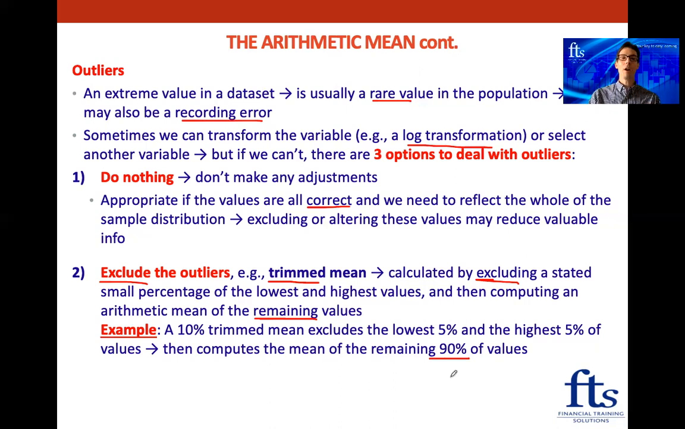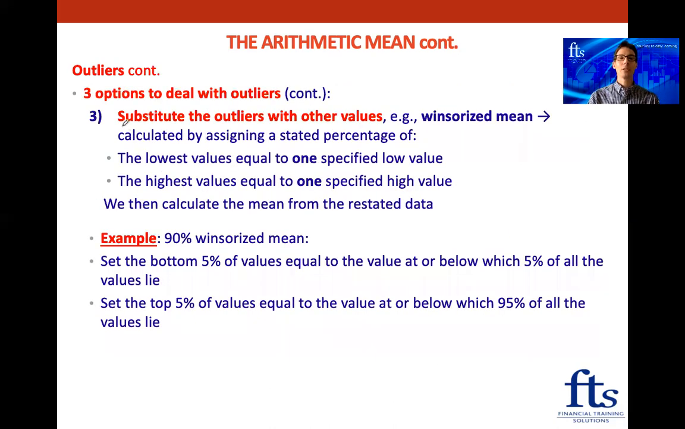Good. And the last way to deal with these is to substitute the outliers with other values. For example, we get something called a Windsorized mean. This is calculated by assigning a stated percentage of the lowest values to one specified low value, and the highest values equal to one specified high value. So we are not excluding them. We are just changing the very low and the very high numbers to another number, and then we calculate the mean from the restated data.